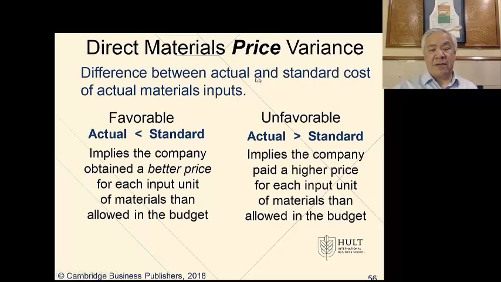This looks at the difference between actual and standard cost of the actual material used. It's favorable if our actual is less than standard. It's unfavorable if we spent more than the standard. That would be the idea on price. And this would be based on an assessment of purchasing. Were we able to buy the product for fewer dollars per pound or dollars per yard, or did we pay more? So this is usually seen as an assessment of the purchasing manager.